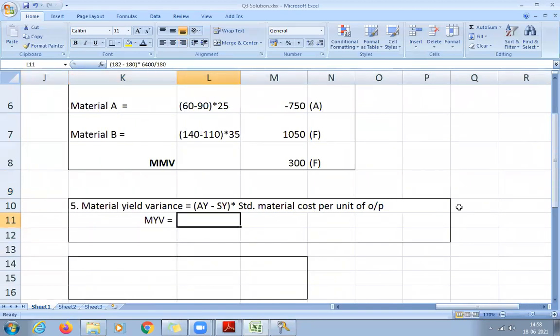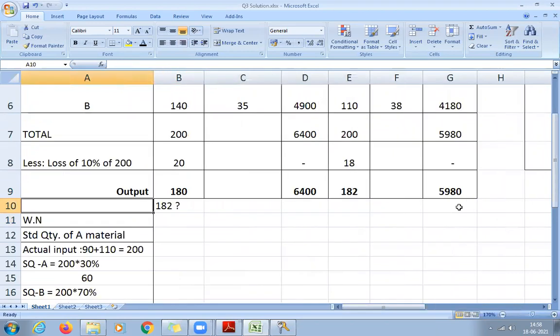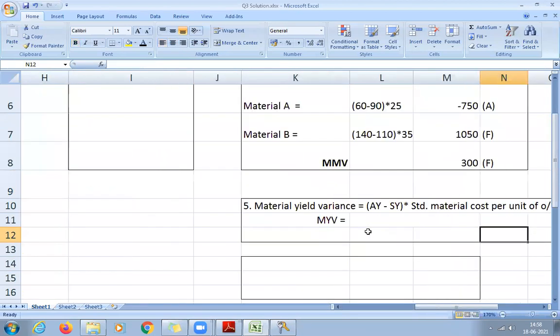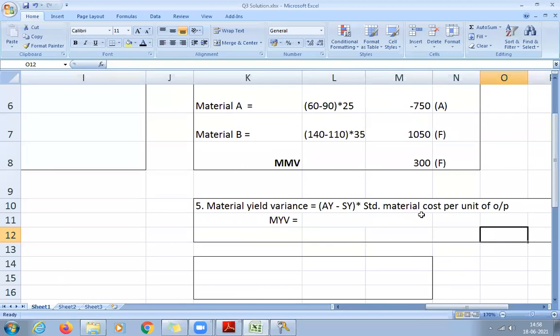So we already got the yield here. Yield is nothing but the output. So how much is the output here? Actual output is 182 and standard output is 180. So minus that. And then you have to calculate standard material cost per unit of output. So how to calculate this?